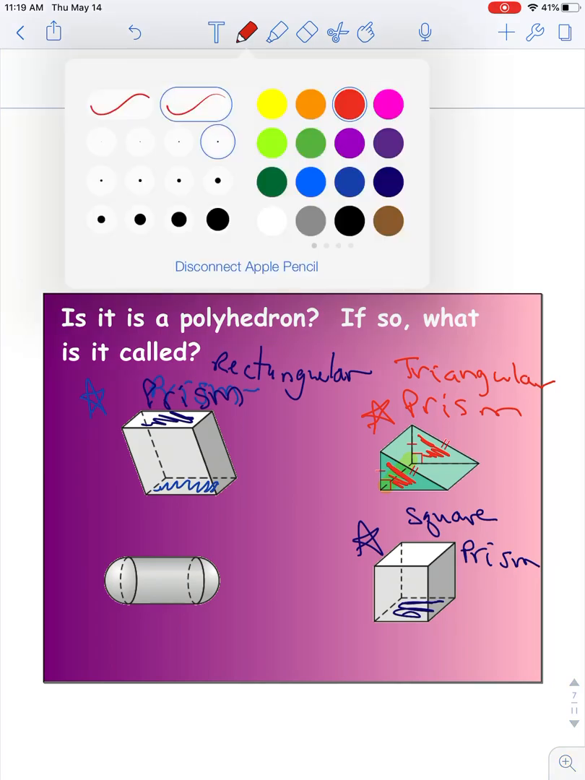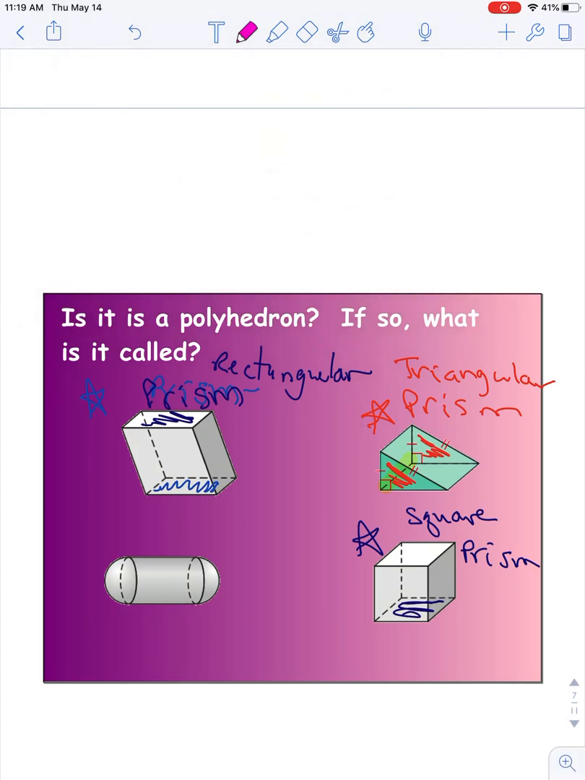And this one down here, that is not a polyhedron. And it's not a polyhedron because it doesn't have polygon faces. Okay, it's got curves.